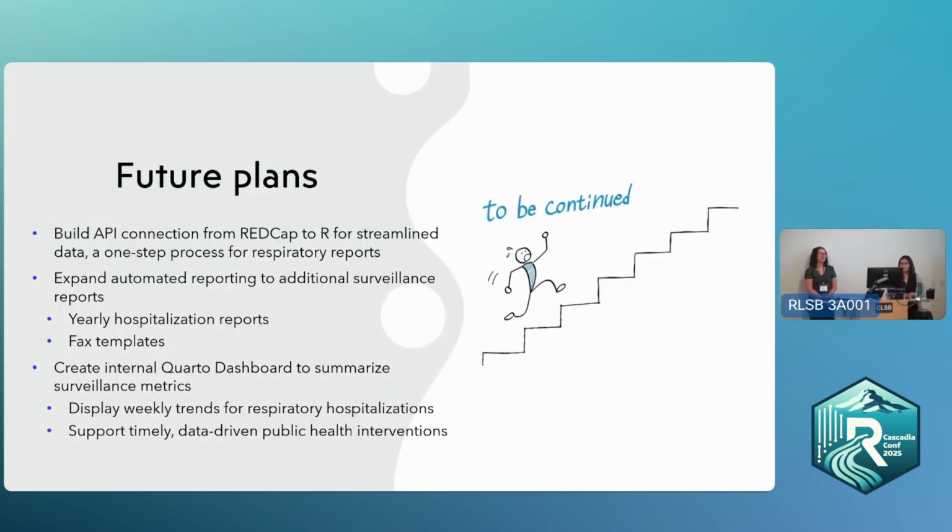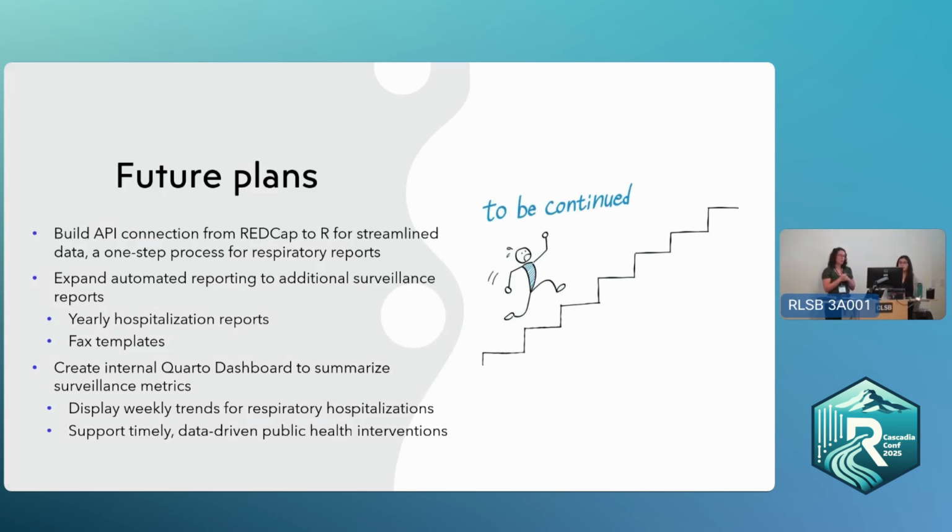All right, so for future plans, we have really appreciated switching things over to Quarto, and we're just excited to keep this momentum going. We want to take everything that has a clunky, cumbersome process and switch it over to R, and really just automate our jobs so that we can continue doing more complex and robust things within our positions. Some of these ideas are building an API connection from REDCap to R to streamline that data process and make it even faster.